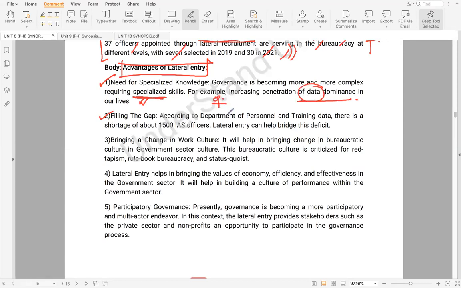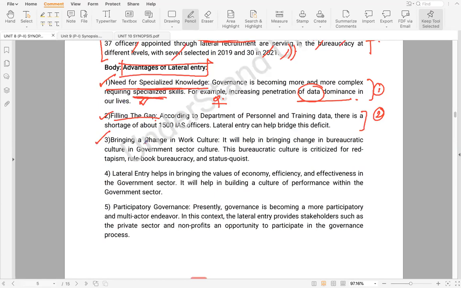Second, filling the gap. According to the Department of Personnel and Training data, there is a shortage of about 1,500 IAS officers. Lateral entry can help bridge this deficit. So these are the first 2 points that we have directly picked from the twin purpose objective that we've already mentioned. We talked about how we need domain knowledge, and second, how we need to fill the gap or cater to the shortage, right?